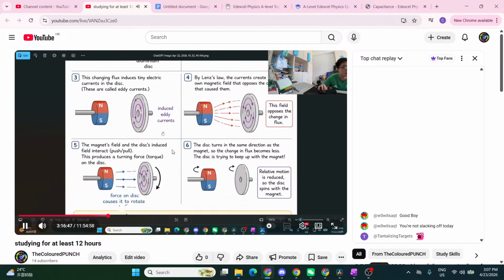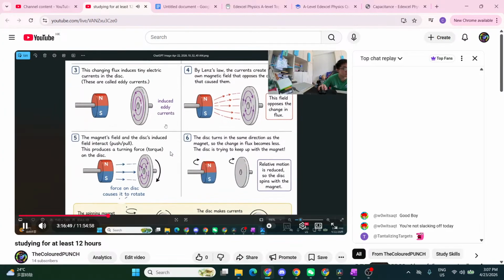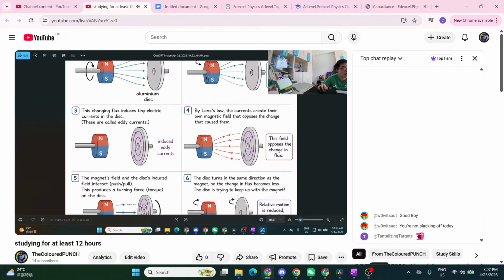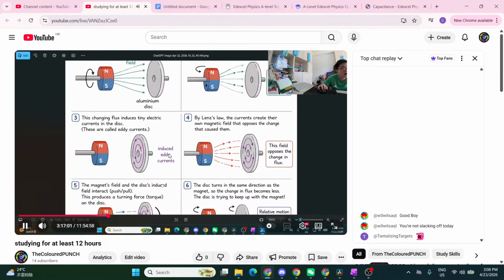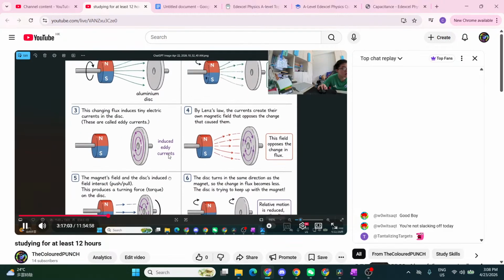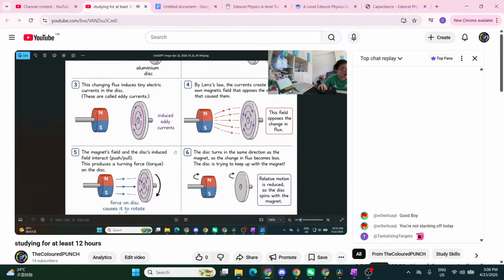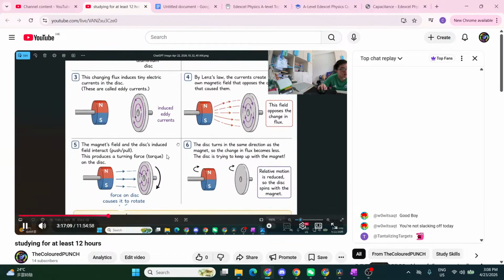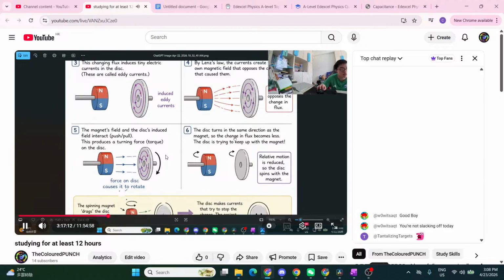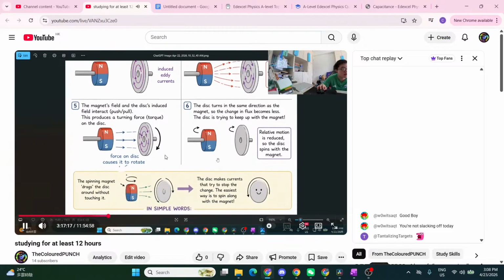The magnetic field and the disk's induced field interact, creating a turning force. The disk turns in the same direction as the magnet, so the change in flux becomes less. The disk is trying to keep up with the magnet. The spinning magnet drags the disk around without touching it. The disk makes currents that try to stop the change. The easiest way is to spin along.